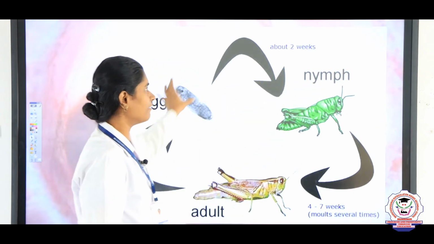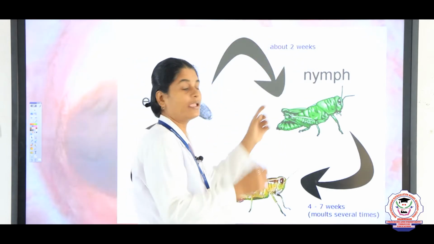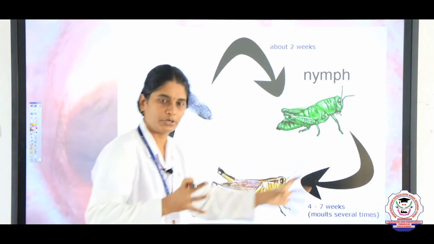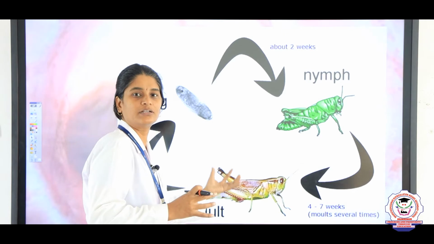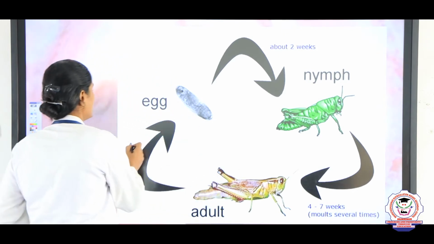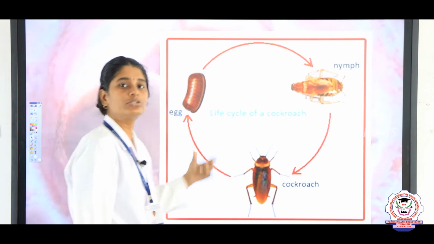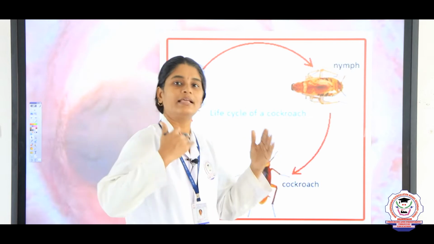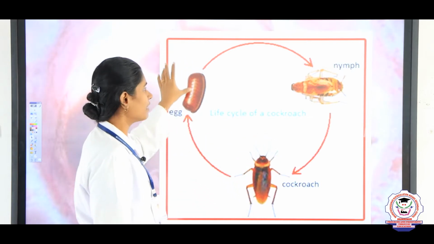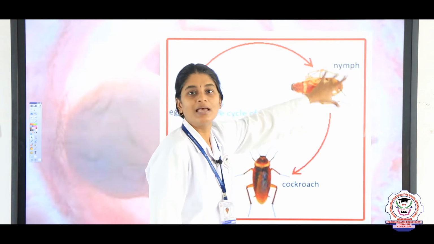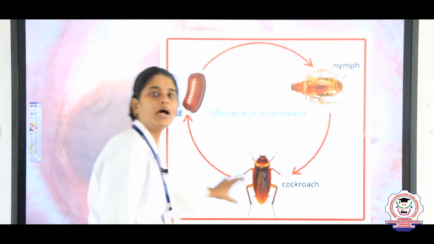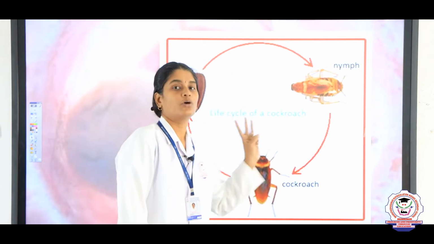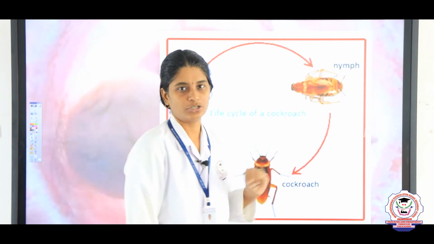From the egg, after 2 weeks, a nymph, that is N-Y-M-P-H, comes out of the egg, and this nymph grows into an adult. After 4 to 7 weeks it grows into an adult grasshopper. In the same way, the cockroach is also an insect, it also has 3 stages and it lays eggs. From the eggs, a nymph comes out, and the nymph grows into an adult cockroach. So, butterfly has 4 stages of life cycle, cockroach and grasshopper have 3 stages.